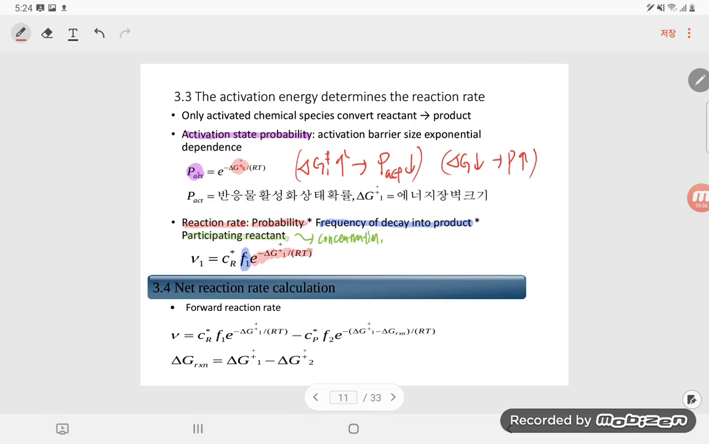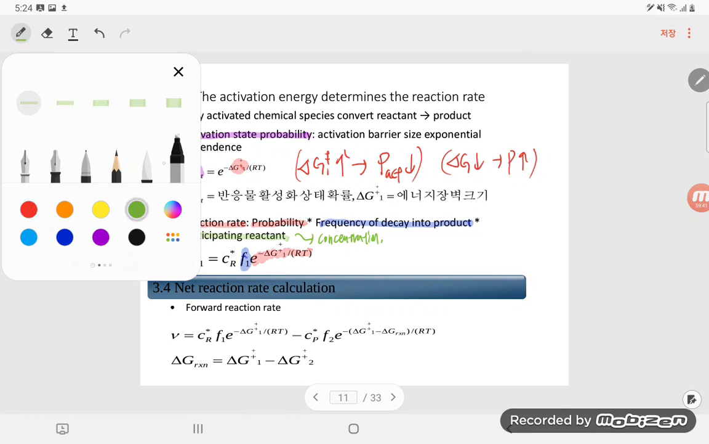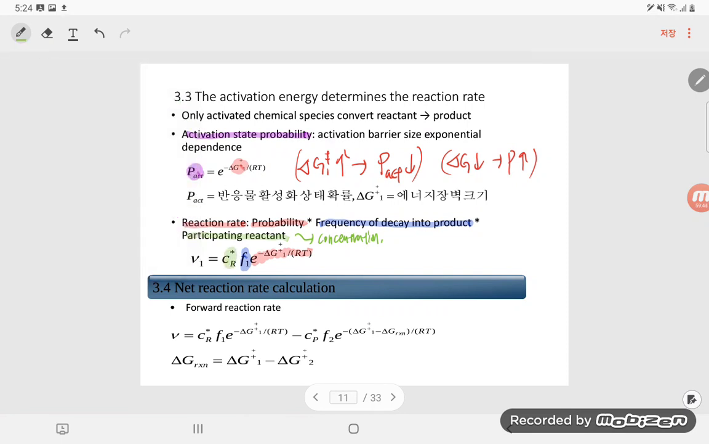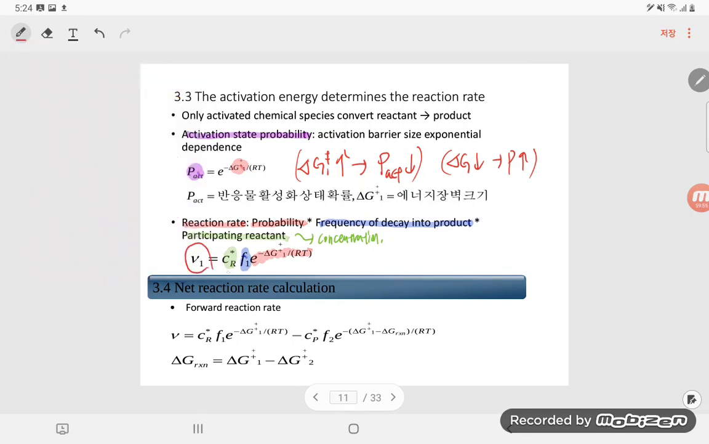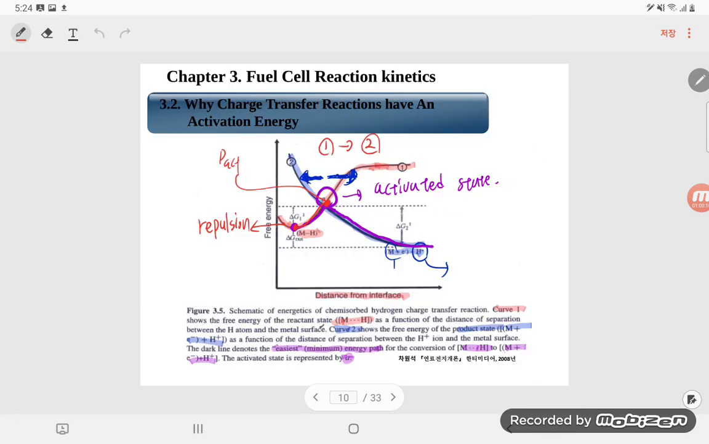And finally, if there is more participating reactant, that means a higher concentration, then the reaction rate will be increased. So the reaction rate, which is expressed in the form of V1 here, can be defined like this equation. So this is for the forward reaction. But also, as I said, the reverse reaction can occur, right?